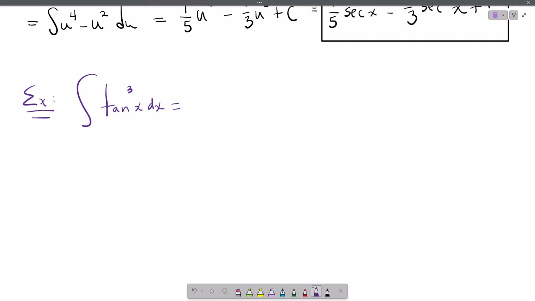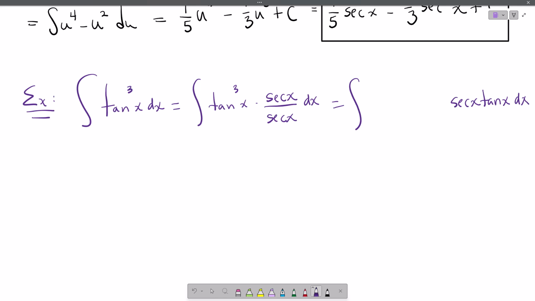So if we have just that, the rule says pull off a secant, so we just create one, right? We can use our multiplication by 1 trick and multiply by secant over secant. Multiplying by 1 doesn't change value, it just changes look. Now we can do what we're told to do: pull off a secant. Tangents to an odd power, so we pull off a secant.